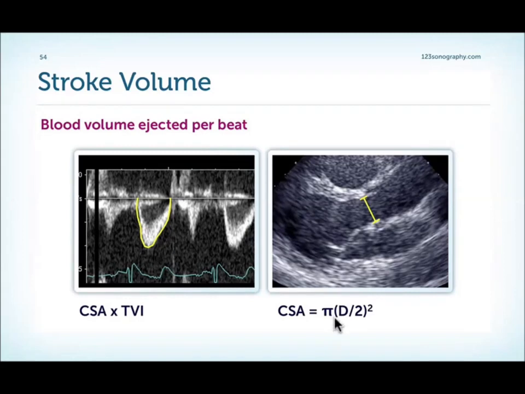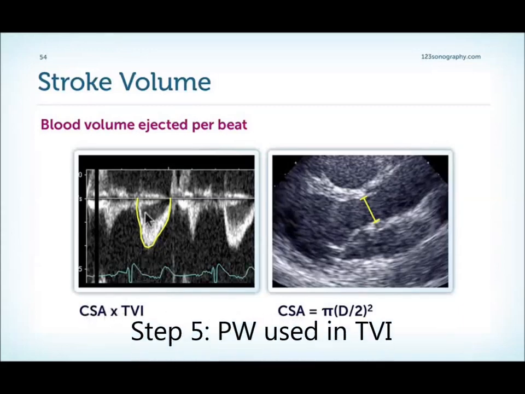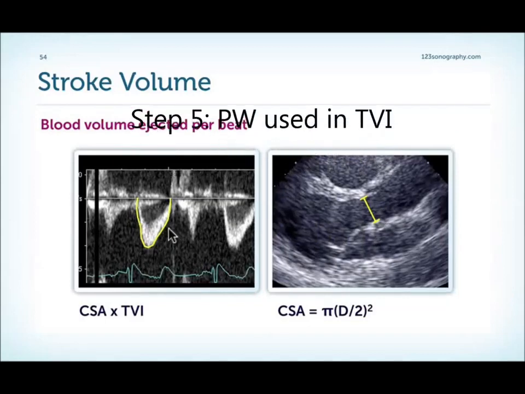Just to review, you need two things. First of all, the LVOT diameter, with which you can calculate the cross-sectional area, and then you multiply the cross-sectional area with the time velocity integral curve that you get with the pulsed wave Doppler.